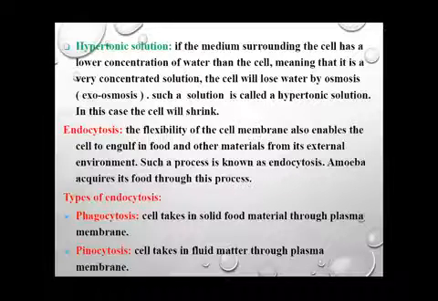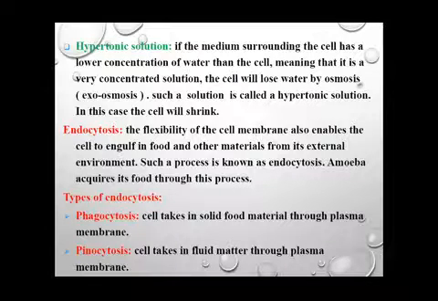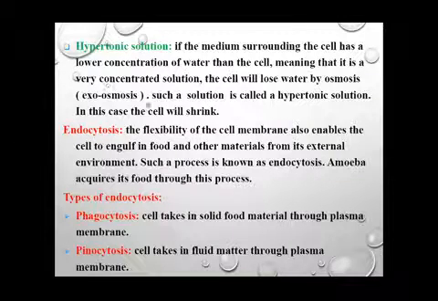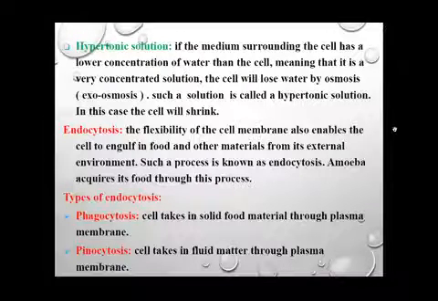Now water will start moving from inside the cell towards the outside of the cell. As the concentration of water is higher inside the cell and less in the medium which surrounds the cell, water will start moving from inside the cell towards the outer side of the cell, and the cell will lose water by osmosis. And as the water is lost, this type of osmosis is known as exosmosis, and such a solution is known as hypertonic solution.